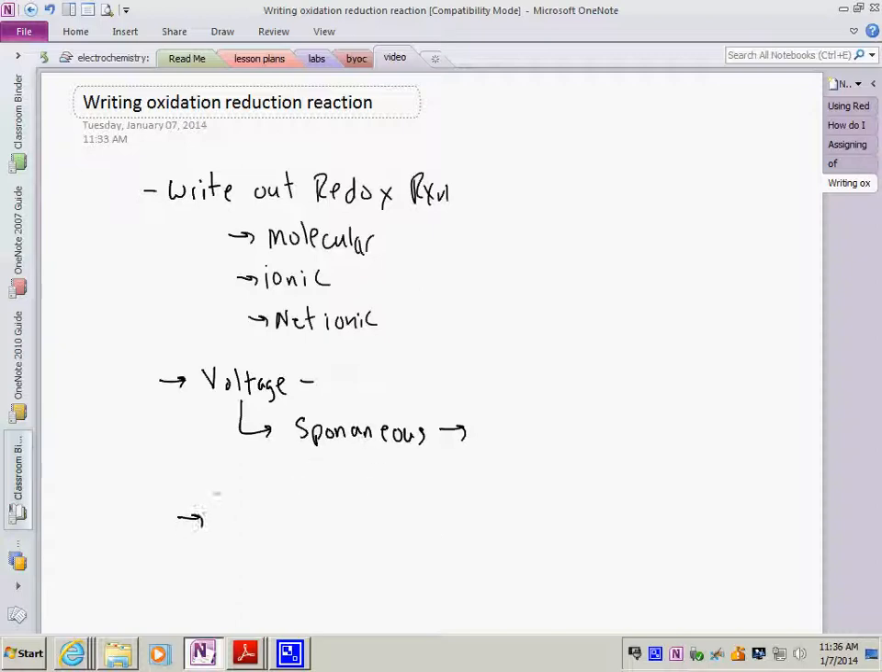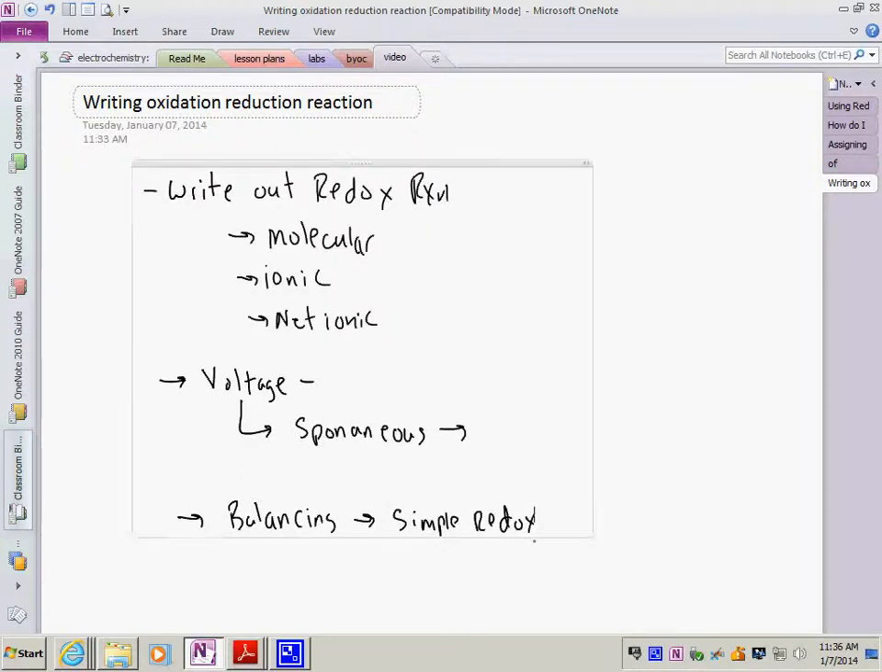And finally, a quick look at balancing. This will only be balancing for what I refer to as simple redox. I'll have another little quick video on balancing complicated, what I call complex redox reactions. They're not complicated, just a matter of being more involved, so more rules to follow. So either way, how to write out a redox reaction.